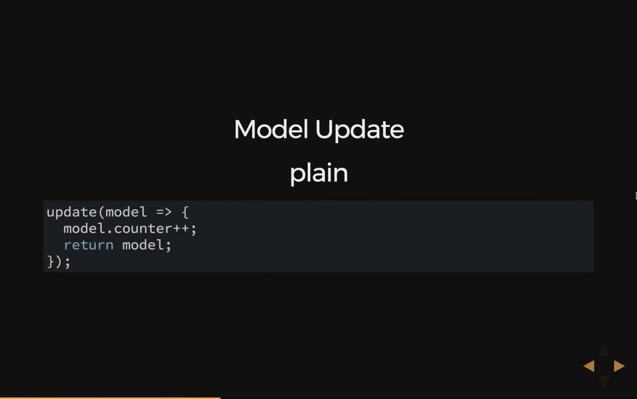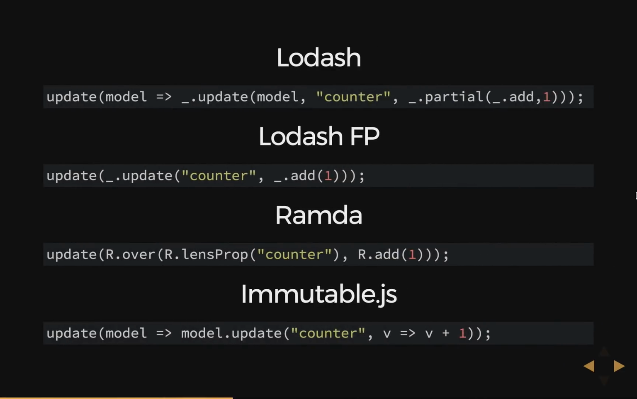Now let's look at model updates. There are different ways that you can update the model. Because the pattern is that you are passing in functions to update the model, you are free to decide how you're going to do this. It can be very simple, such as here we're just using plain mutation. There's nothing wrong with using mutation.